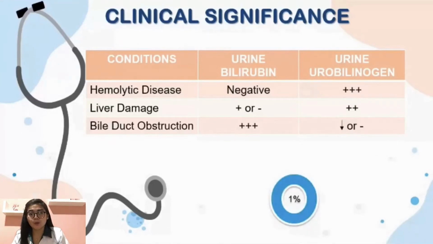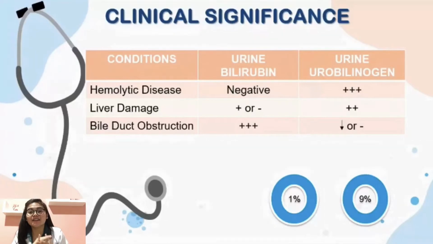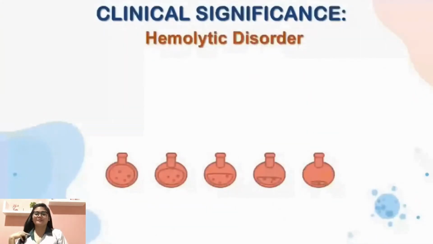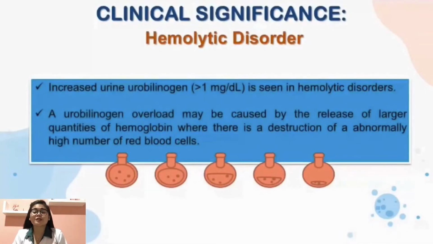Studies also show that 1% of the non-hospitalized population and 9% of the hospitalized population have elevated results of urobilinogen tests due to constipation. Now let's first talk about hemolytic disorder. Increased urine urobilinogen, which is greater than 1 mg per dL, is seen in hemolytic disorder. A urobilinogen overload may be caused by the release of larger quantities of hemoglobin, where there is a destruction of an abnormally high number of red blood cells. Hemolytic disorders include hemolytic anemia and pernicious anemia.